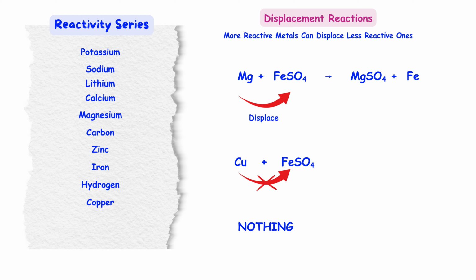However, if we try to do the same with copper, placing it into a solution of iron sulfate, no reaction will take place. This is because copper is less reactive than iron and therefore cannot displace it from its compound.